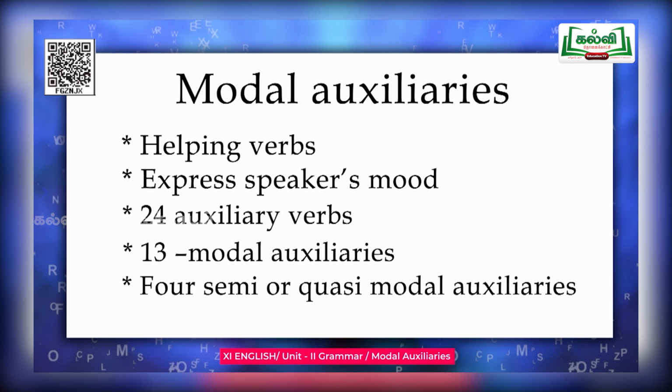Regarding auxiliaries, I must explain the point here. The word auxiliaries refers to helping verbs. In English grammar, there are 24 auxiliary verbs. Among the 24 auxiliary verbs, 13 are called modal auxiliaries, 11 are called primary auxiliaries. In this class, I am going to discuss only the modal auxiliaries. There are 13 modal auxiliaries. Among these 13 modal auxiliaries, 4 are called semi or quasi modal auxiliaries.